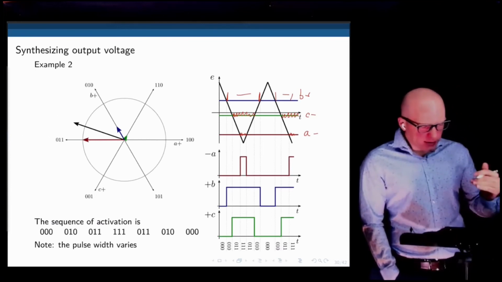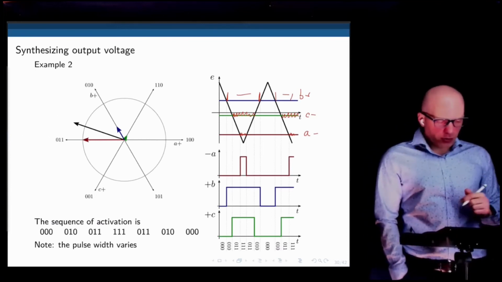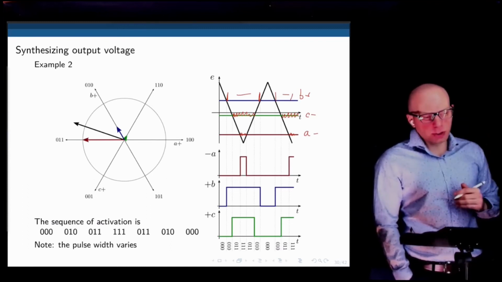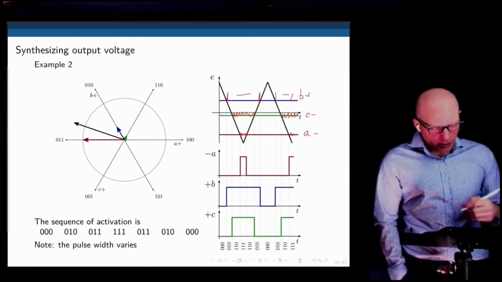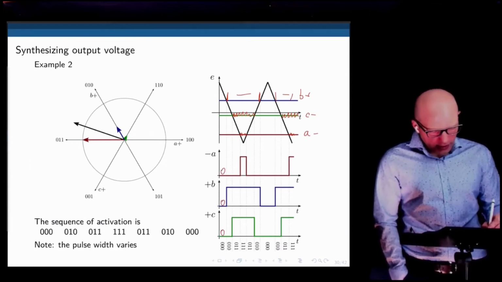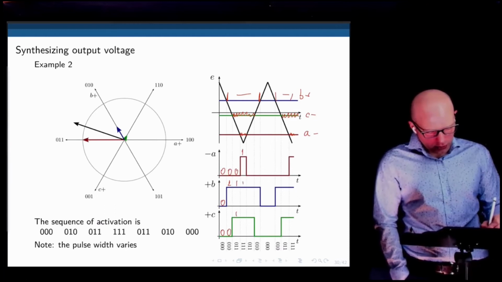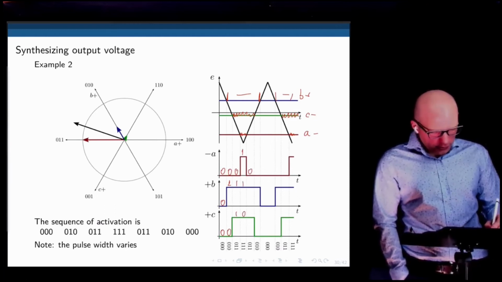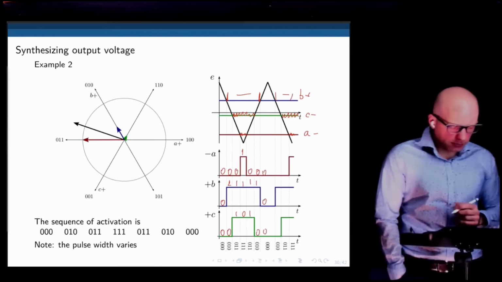We find minus A, plus B, and plus C. We always list them A, B, and C regardless of the sign. And now we can find the sequences. For the very first sequence, we have 0, 0, 0. For the second sequence, we have 0, 1, 0. Third, 0, 1, 1. Fourth, 1, 1, 0. Fifth, 0, 1, 1, 0, 1, 0, and 0, 0, 0. And we see that now we start to repeat.